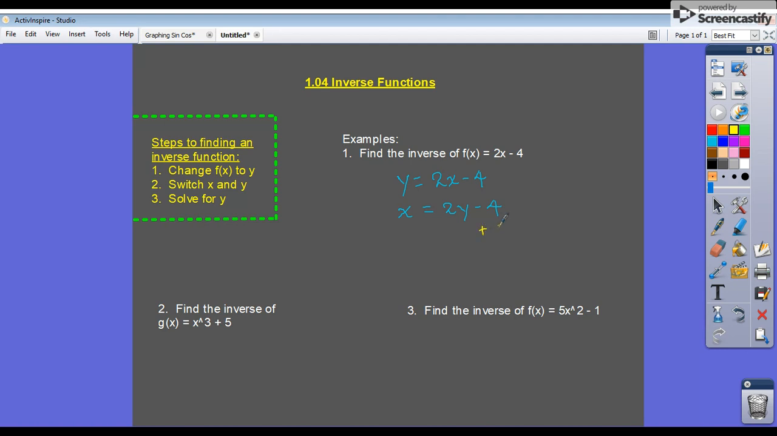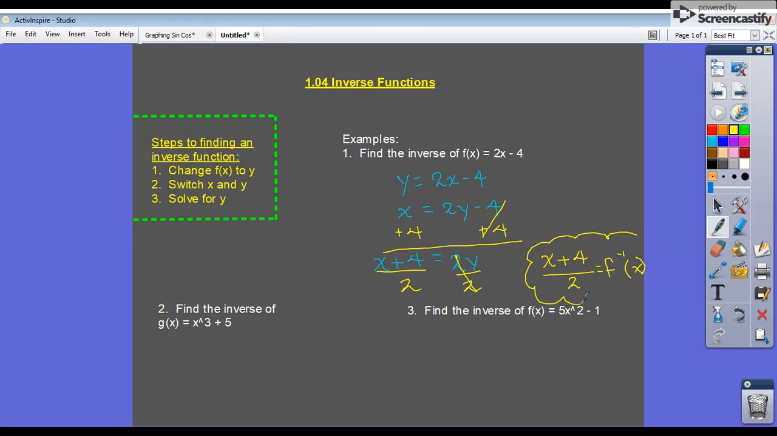To isolate y, you're going to add 4 to both sides of the equal sign. And you'll get x plus 4 on the left side of the equal sign equals 2y, and then the last step to get y by itself is to divide by 2 on both sides. So when I divide both sides by the 2, y is now by itself, and this is my inverse function, which is x plus 4 over 2. For an inverse function, you put a little -1 as the power of f of x.